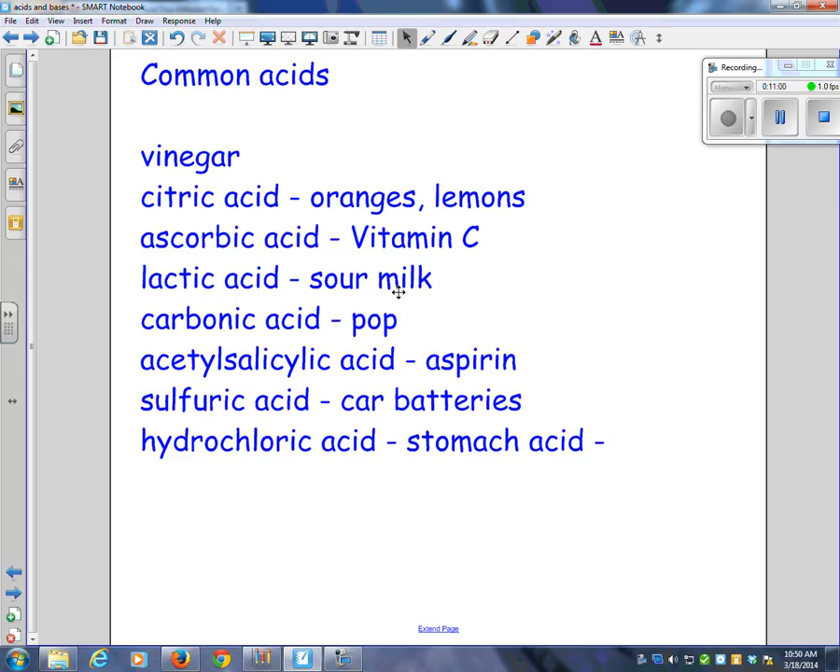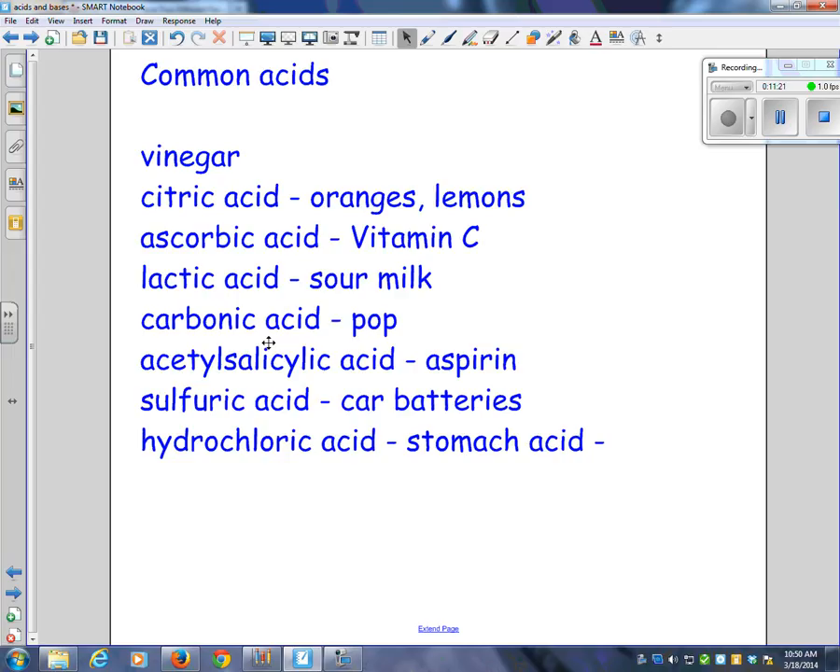It's to keep them loose, and it's to keep the lactic acid from actually building up so that their muscles don't get sore. Carbonic acid, which is available in Pepsi and Coke and all those good things. That's what makes the gas. Acetylsalicylic acid, which you might find in aspirin. Sulfuric acid, which is found in car batteries.